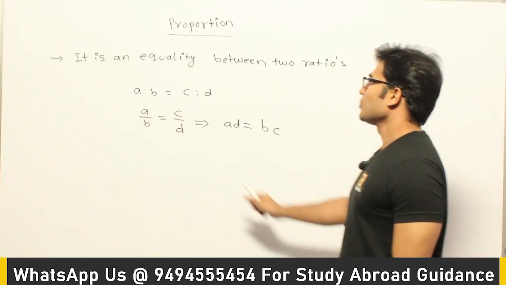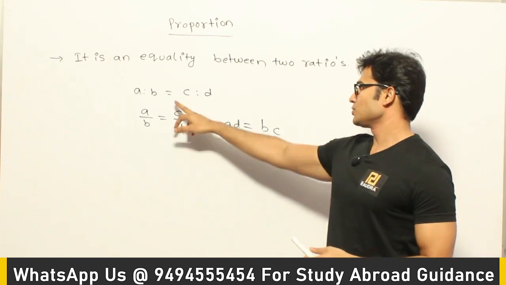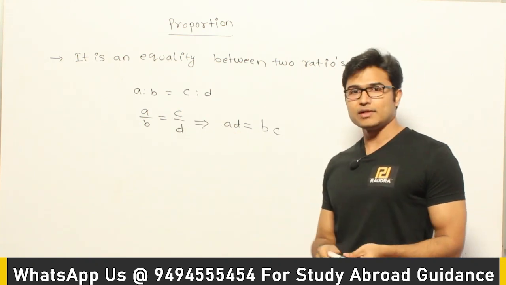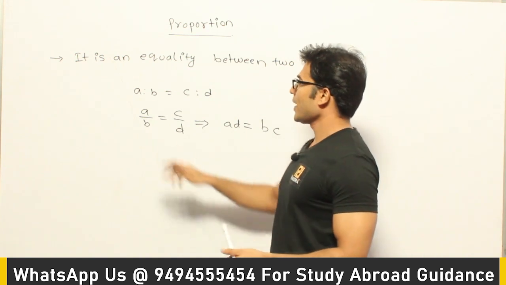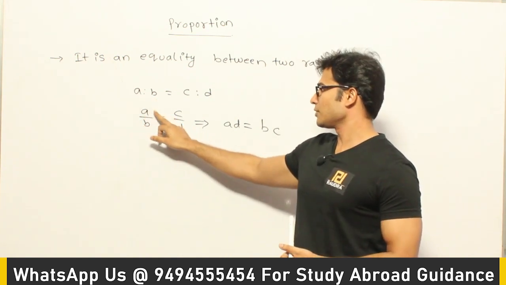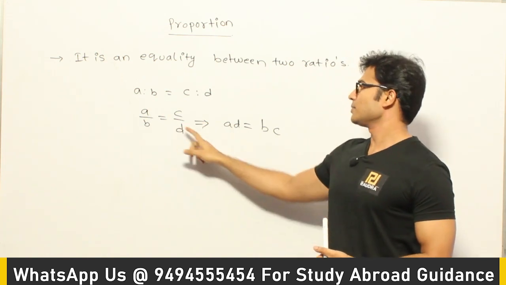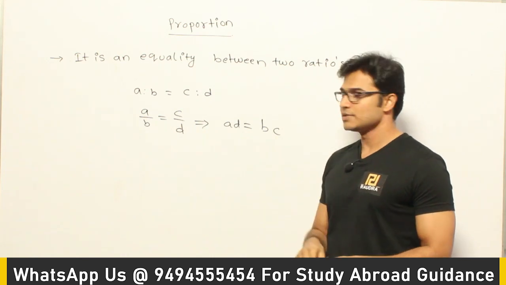Let's see this proportion. It is an equality between two ratios. So if you have A is to B is equal to C is to D, then that is generally called a proportion. As we know that a ratio can be written as a fraction, A is to B can be written as A by B and C is to D can be written as C by D, and if you cross multiply them you are going to get AD equal to BC.